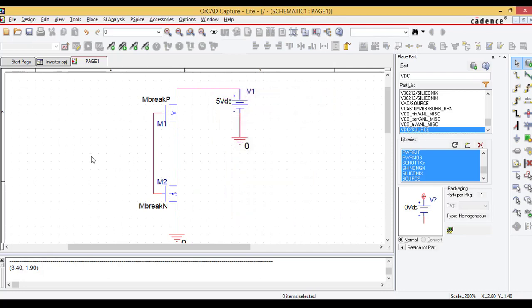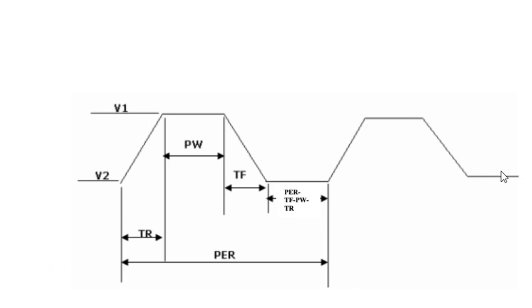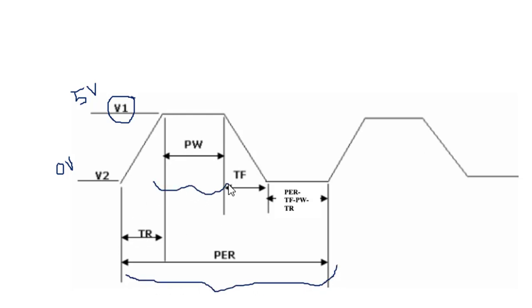Then to test the CMOS circuit, I'm going to have a sequence of pulses, that is a sequence of zeros and ones. This diagram shows the pulse waveform where voltage V1 I will take as 5 volts, and V2 I will take as 0 volts. This is the complete single cycle period, this is the pulse width, this is the rise time and this is the fall time. So to generate a sequence of pulses we have to assign all these values.